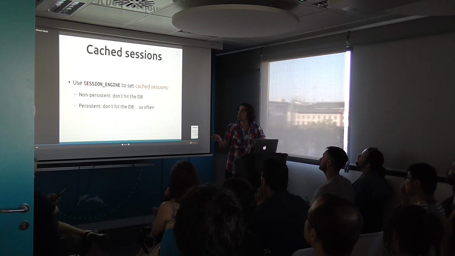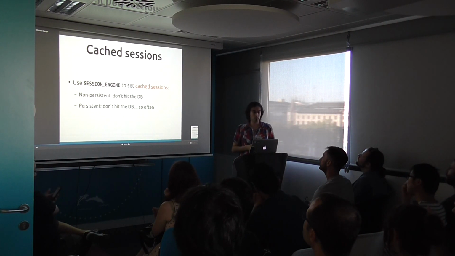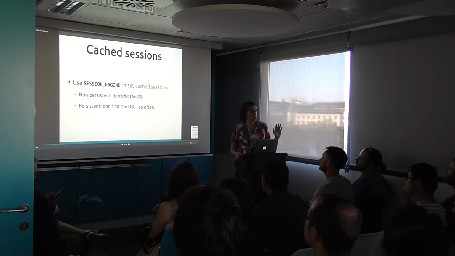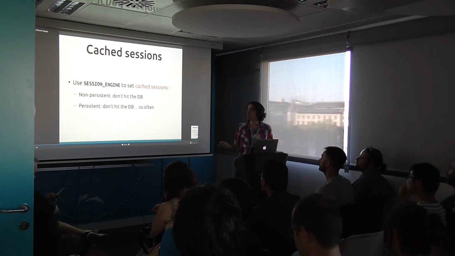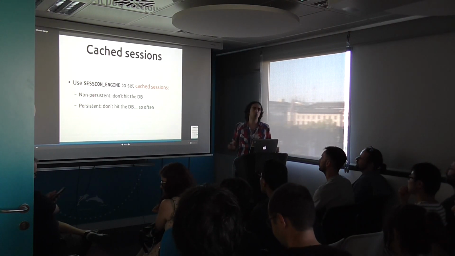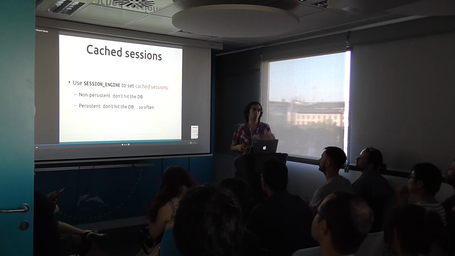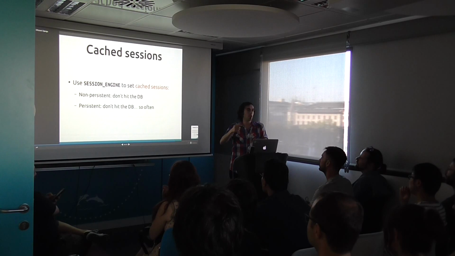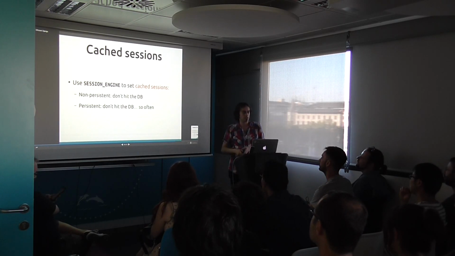With the session engine, you can choose many backends, but usually you have two use cases. If the sessions are non-persistent, you use a backend that doesn't hit the database. It's kept in local memory, on Redis, memcache, whatever. But if the sessions are persistent, it will cache the reads but not the writes. Each time a new user goes there, it will cache it for a while, but after a second or something, it will write all the sessions in a batch.